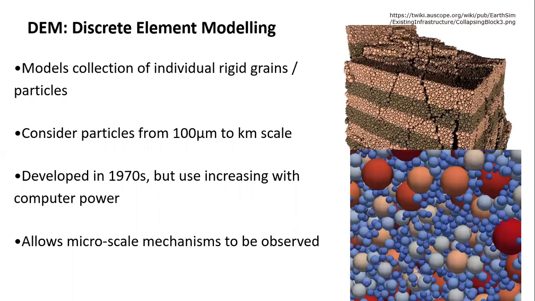So DEM models individual grains or particles as rigid bodies. These grains can be anything from 100 microns, so fine sand, up to the kilometre scale. DEM is very computationally expensive, and so its use has increased as computers have become more powerful in recent decades.